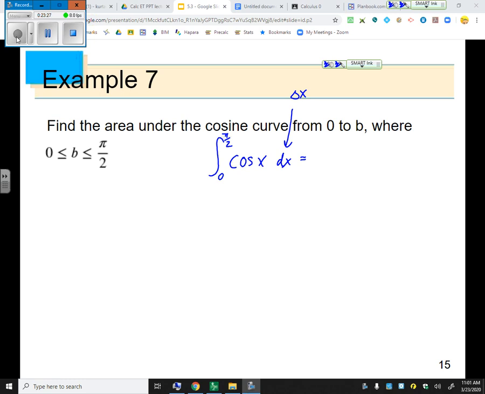I'm going to let you work this one and then finish this off. And then you can hit play again and see if we match answers. So go ahead and hit pause, and then we'll work it out.